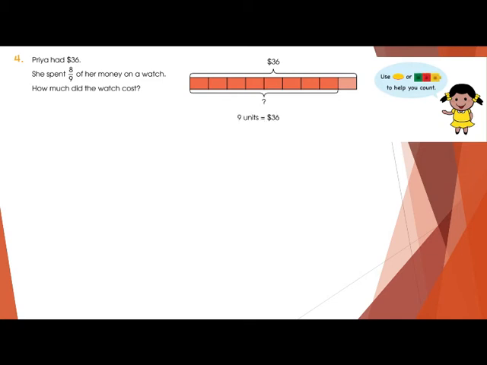9 units is equal to 36, and 1 unit will be 36 divided by 9. You will get $4. One piece is equal to 4, and how many pieces are there? 8. So you do 4 times 8 and you get 32. Clear? So you can say that the watch cost $32.